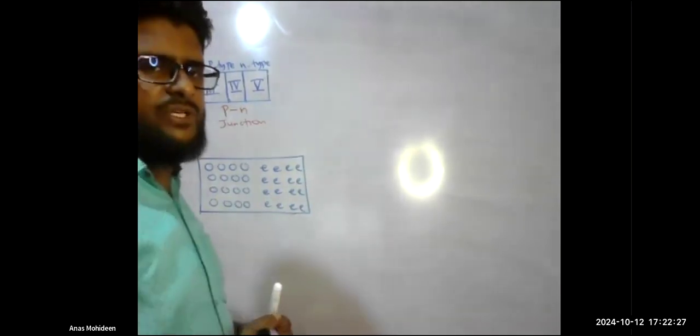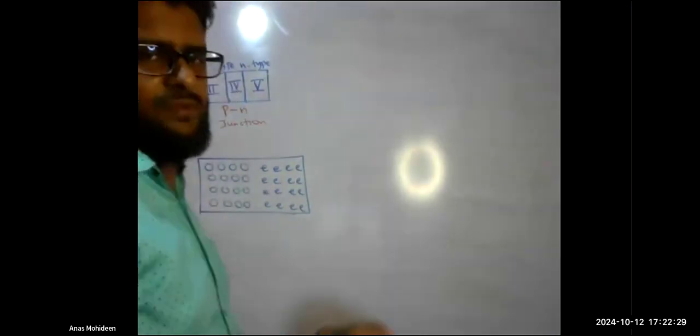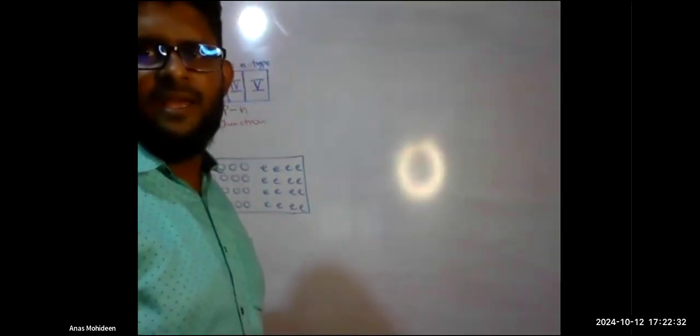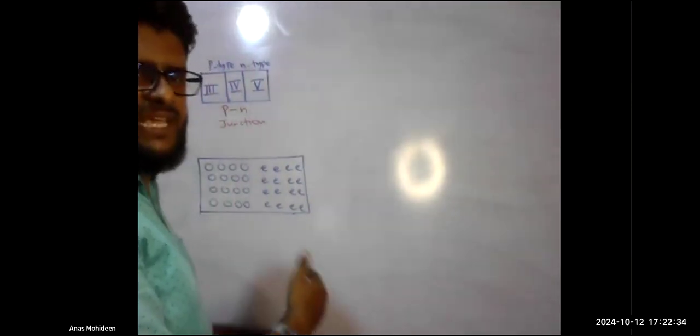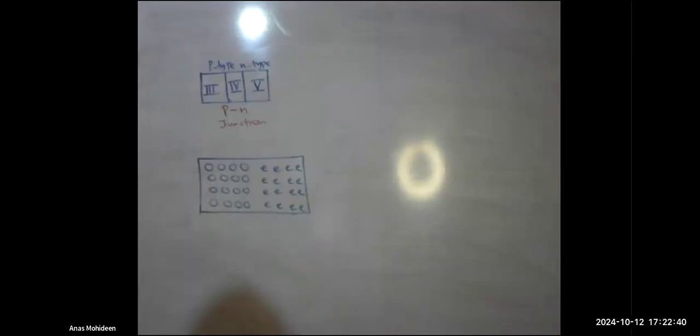Now, if you ask me, sir, why did you take it as 4 rows and 4 columns? That is not a must, but when I am using 4, it's easy to explain and easy for you to understand. So 4 columns, 4 rows. It's not a must, just an example.